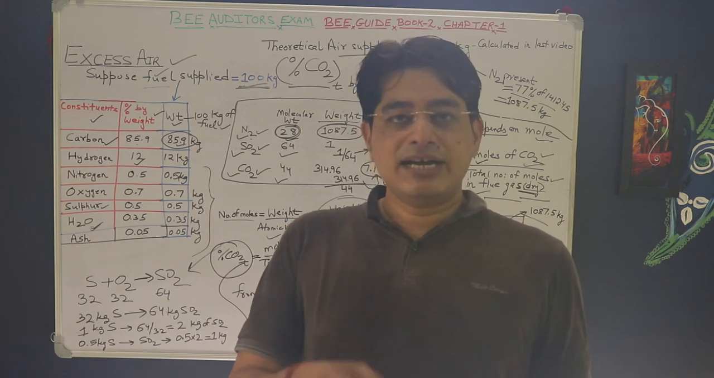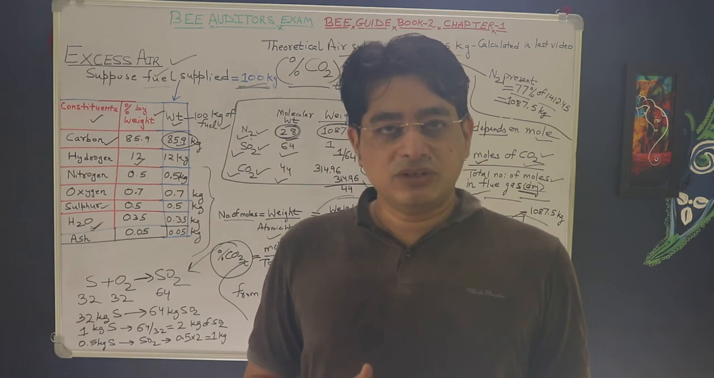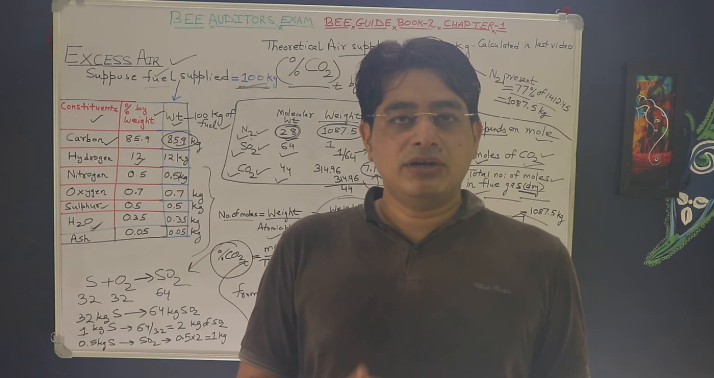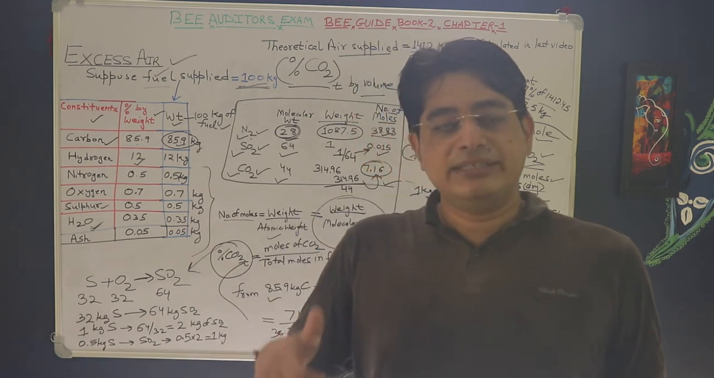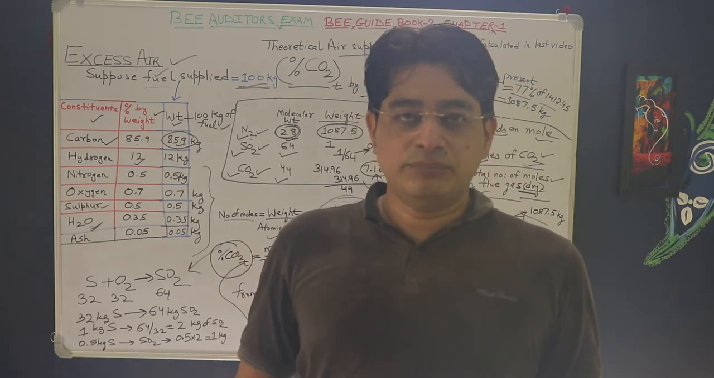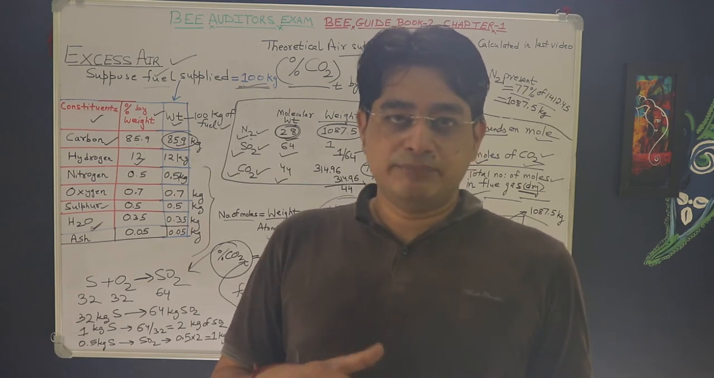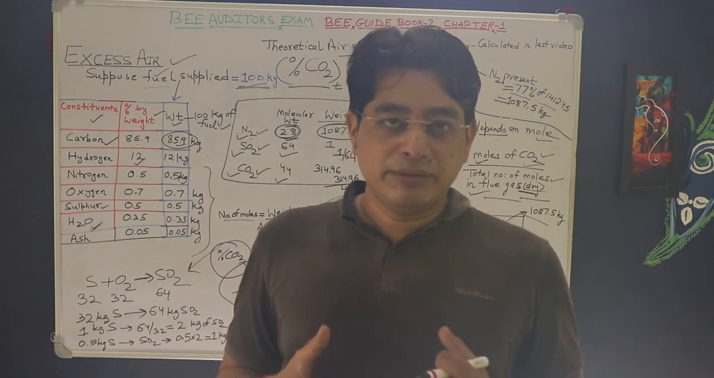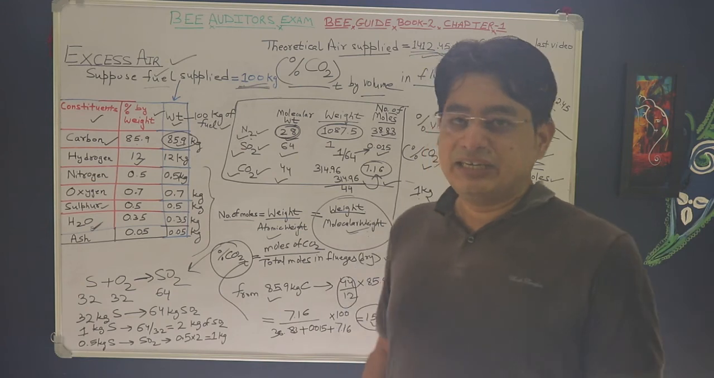Suppose you have supplied 100 kg of excess air, then how much oxygen will be present in the exhaust or the dry flue gas? That will be equal to 23 kg, because oxygen by weight in air is present as 23%. As I have already told you, you will not get any oxygen from the theoretical air which you have supplied, because the oxygen present in the theoretical air is 100% consumed in the combustion itself. So I hope this concept is very much clear to you all.